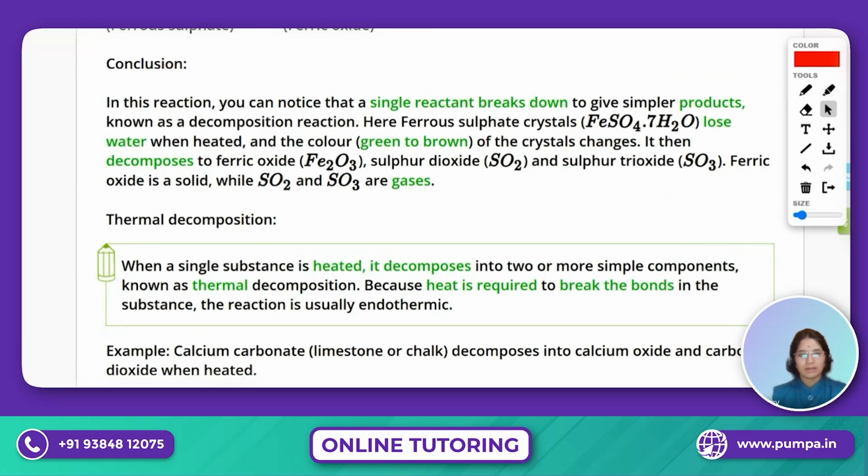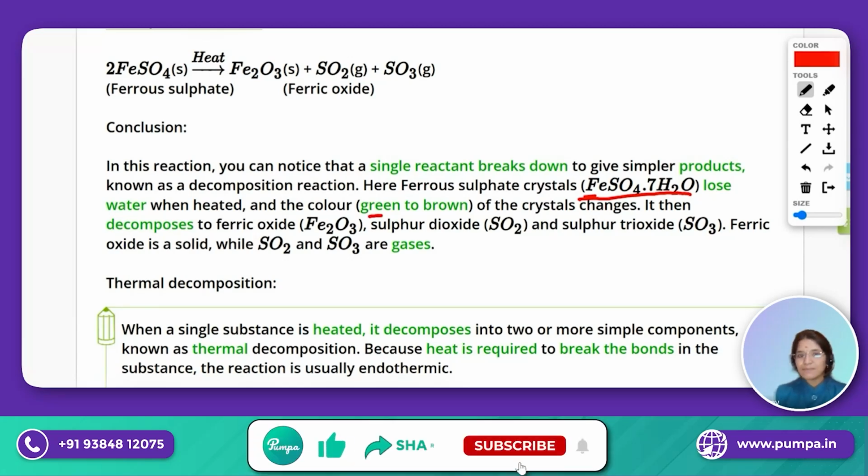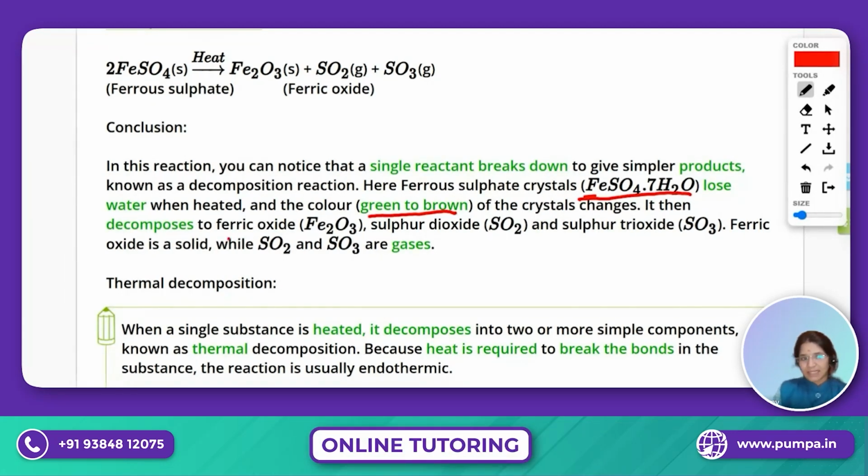Yes, Mukil. What is the issue? Okay. So you are having some different products. In the ferrous sulfate crystals or formula FeSO4.7H2O, first color lose பண்ணும். Color lose பண்ணும்போது green color ல இருந்து brown color change ஆகும். Ferrous sulfate என்ன color? Green color. Green ல இருந்து brown color change ஆகும். அதுக்கப்புறம் ferric oxide உங்களுக்கு decompose ஆகும். Sulfur dioxide, sulfur trioxide அப்படின்ற gases உங்களுக்கு release ஆகும். Ferric oxide is going to be a solid. புரியுதா?